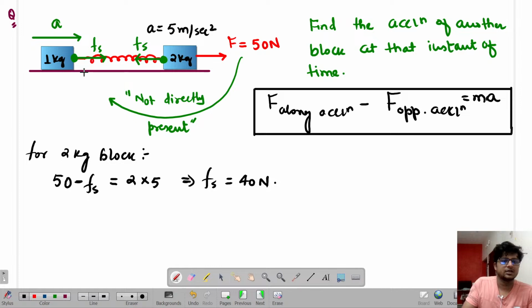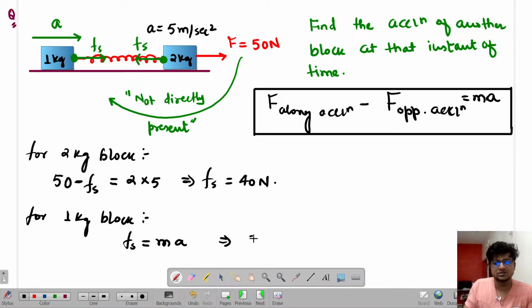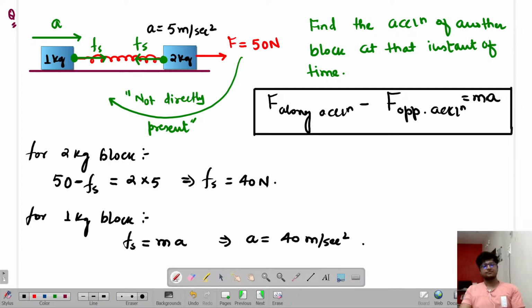Now, here, as you can see, for the 1 kg block, there is no other force. Correct? Is there any other force on this 1 kg? No. So the simple idea is that spring force will provide you mass into acceleration. Spring force is 40, so at that instant of time the acceleration of that block is 40 meter per second square. Is it clear or not?